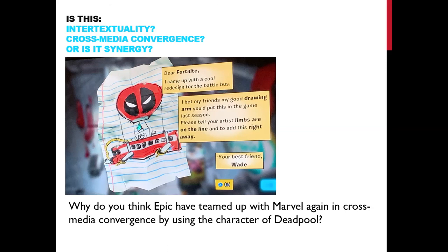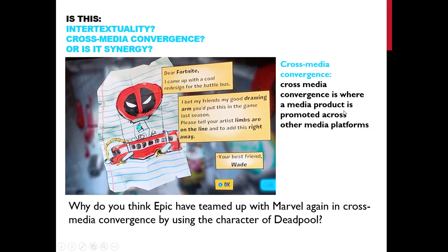And so this intertextuality, and this is cross-media convergence. Cross-media convergence is where a media product is promoted across other media platforms.